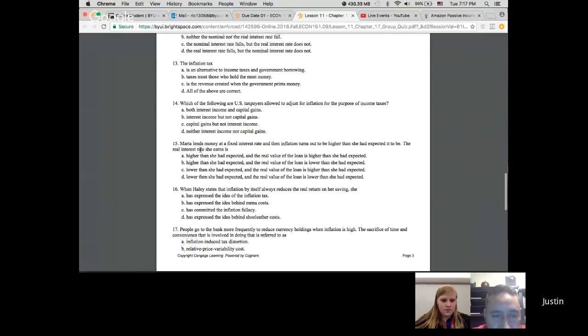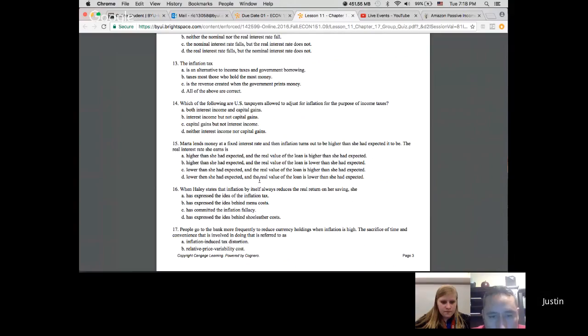That's right. Exactly. What are we on? 15? 15. Is it my turn? Okay. Marta lends money at a fixed interest rate, and then inflation turns out to be higher than she had expected it to be. The real interest rate she earns is? I got D. Same. It's lower than she expected.